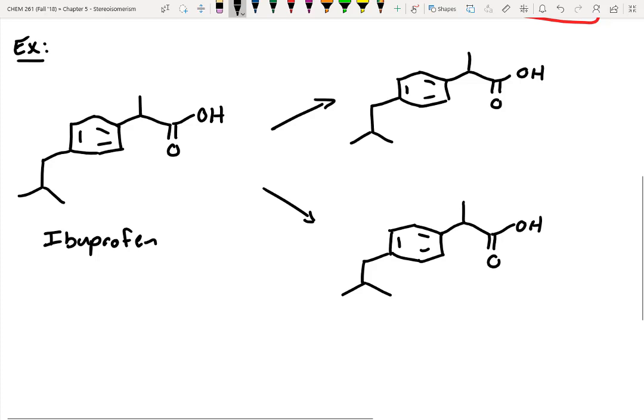All right, who thinks they've identified the stereo center? One common mistake people will make is they'll say, is this a stereo center right there? No, it has 2 identical methyl groups coming off of it. Can't be a stereo center.